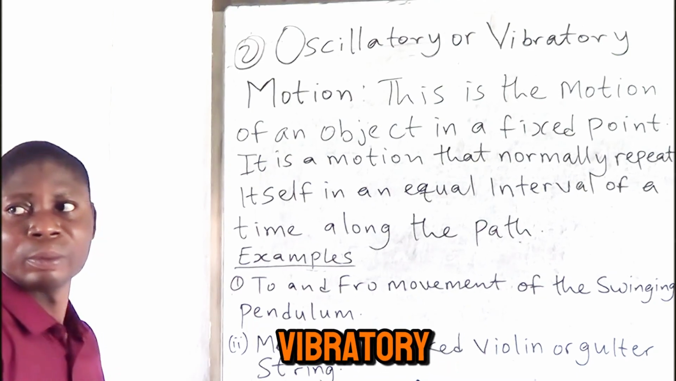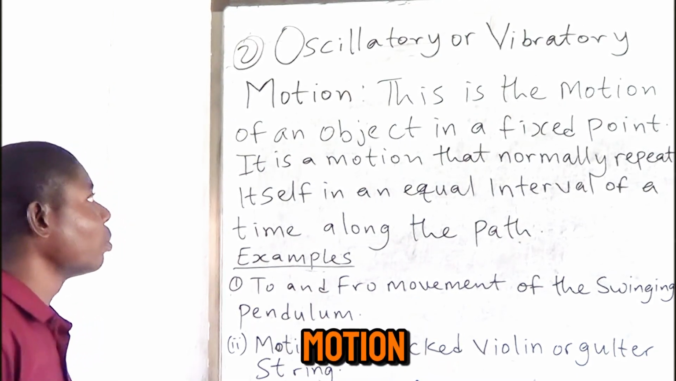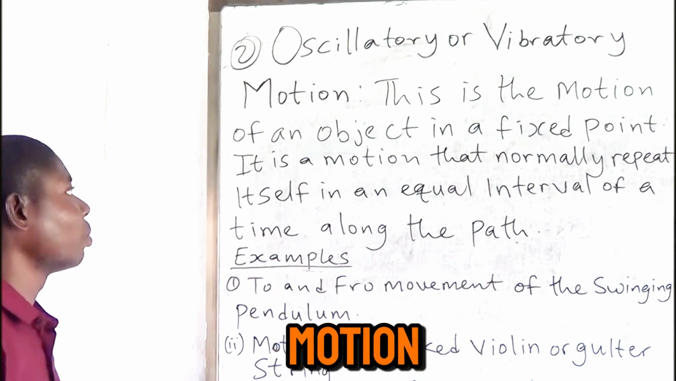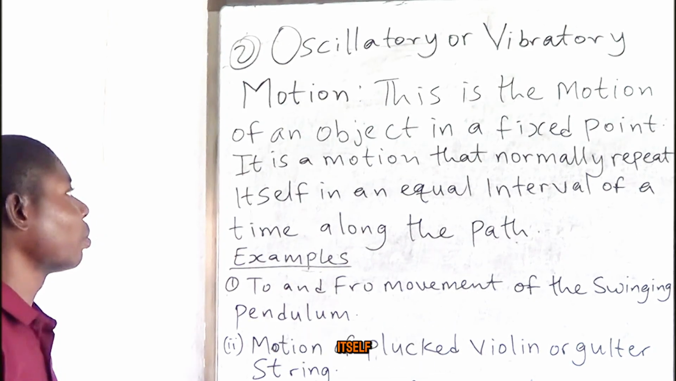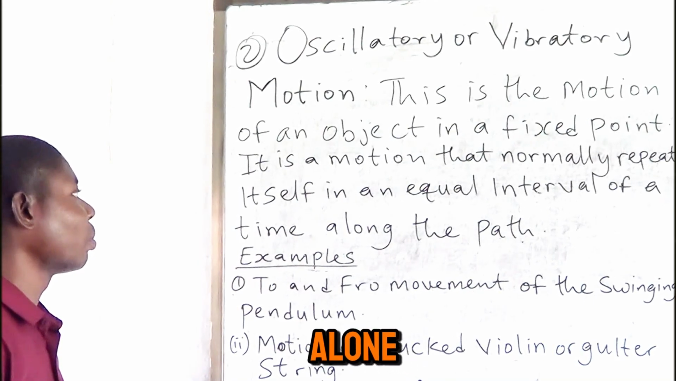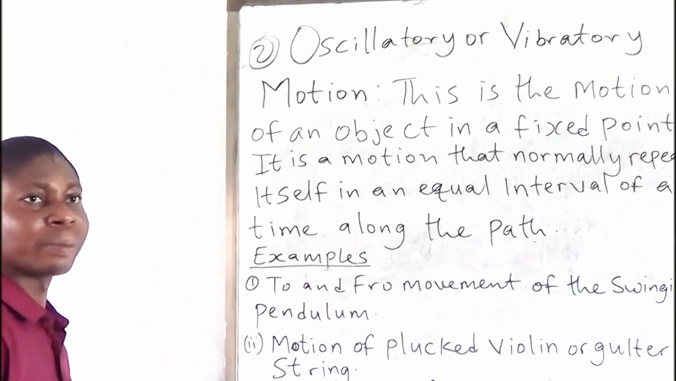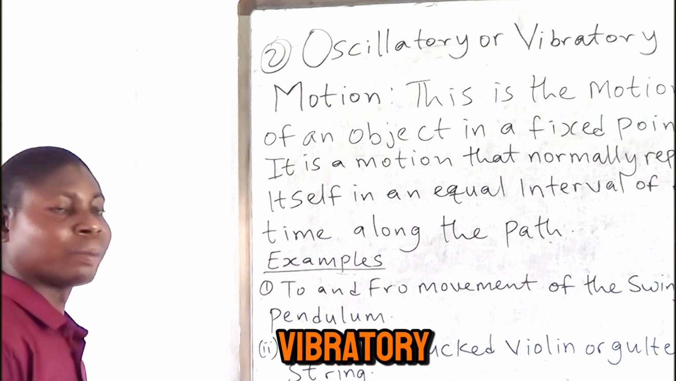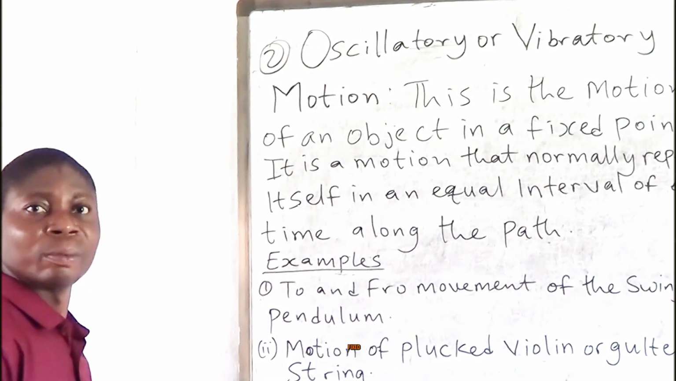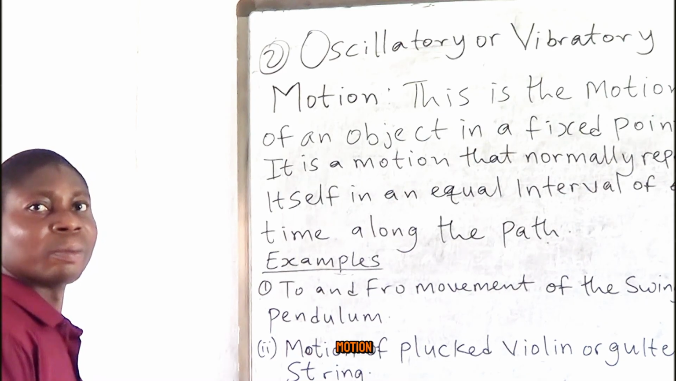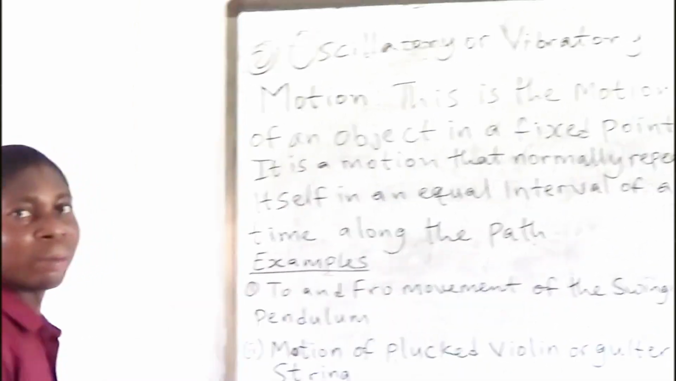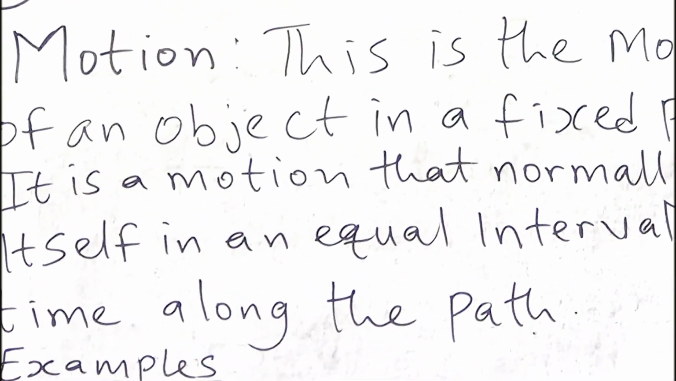Oscillatory or vibratory motion is the motion of an object in a fixed point. It is a motion that normally repeats itself in an equal interval of time along the path.